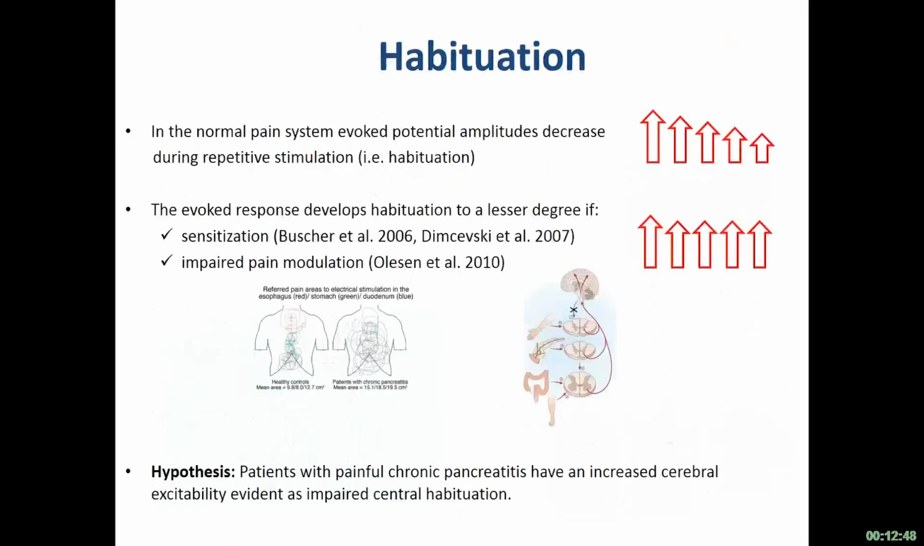Another experiment where we used these more advanced methods looking into electrophysiology was based on the phenomenon of habituation. In the normal pain system, if we stimulate with long intervals between the stimulations and prolonged times, we often see that the responses go down very slowly. That's what we call habituation. But in the presence again of sensitization and lack of descending inhibition, we may see habituation to a lesser degree.